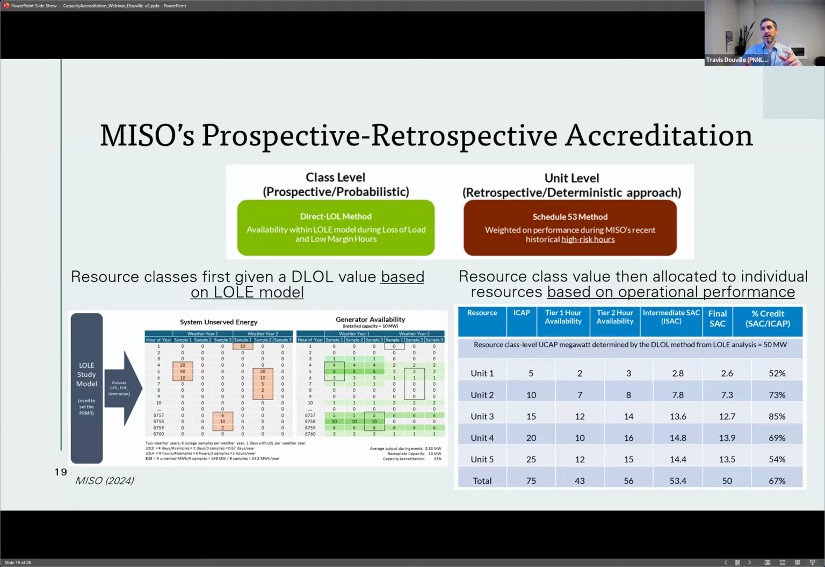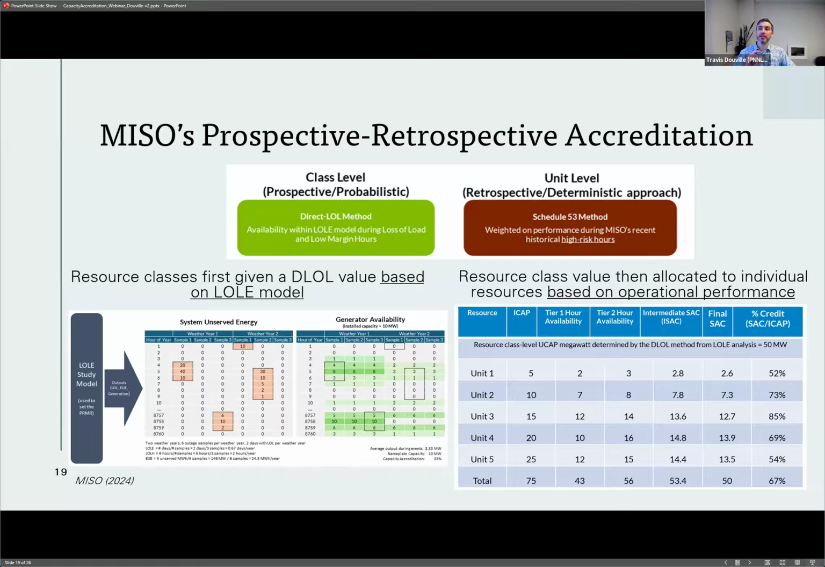Next, going to the right side of the screen now, the resource class value is allocated to individual resources based on how well they have performed in the recent record. Specifically, MISO defines two tiers of critical hours and weights them separately. The tier 2 hours are those shown to have loss of load in the probabilistic model and are weighted at 80%. The tier 1 hours are those with low margins, but not loss of load, and are weighted at 20%. These weights then result in the intermediate seasonal accredited capacity, or ISAC, in the table at the lower right, by plant. So now you're getting down to the plant level.